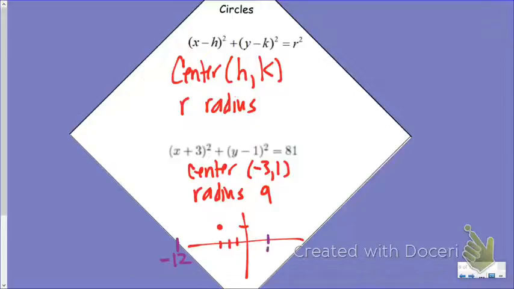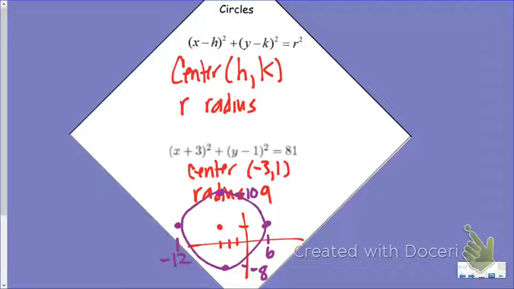If I go all the way to the right, that would be 6. If I go up, I would go up to 10. And if I went down, I would go down to negative 8. So that's all moving a distance of 9 away from my center. Connect my dots in the best circle I can. And that's my graph.